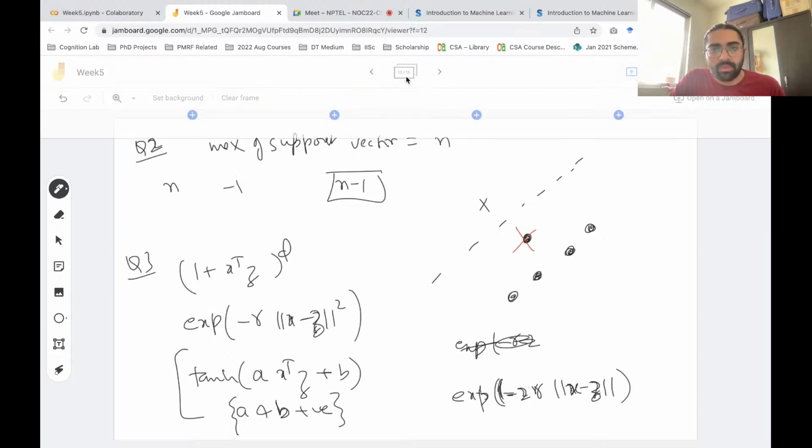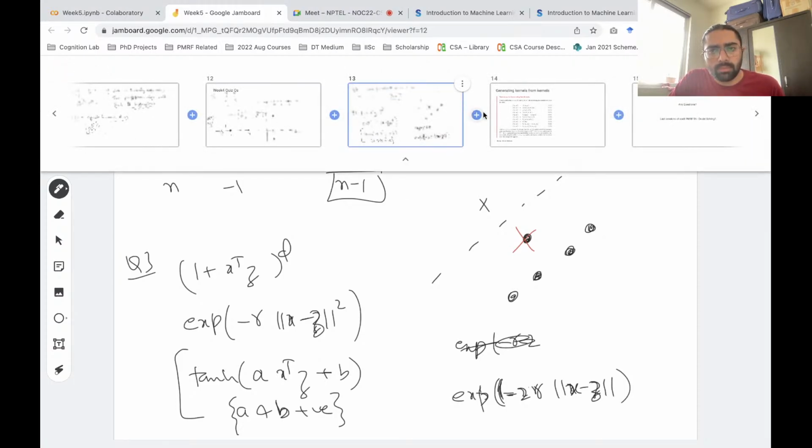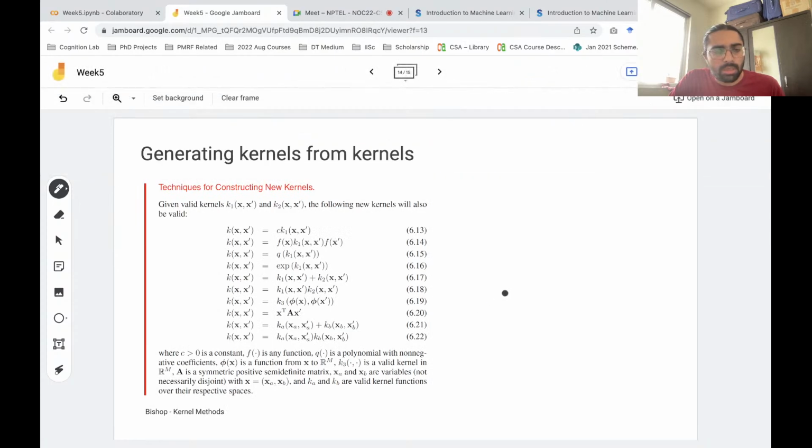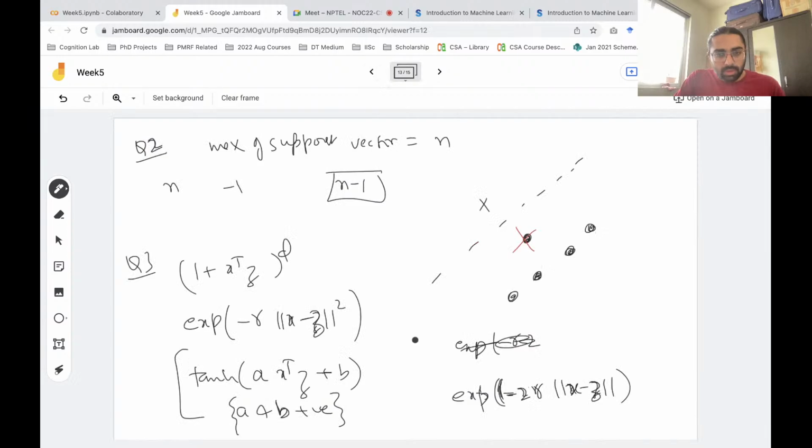Yeah, I just wanted to ask which Bishop book you were saying, the pattern recognition one or the older one? This is the pattern recognition one. You should write down that name also: Pattern Recognition.